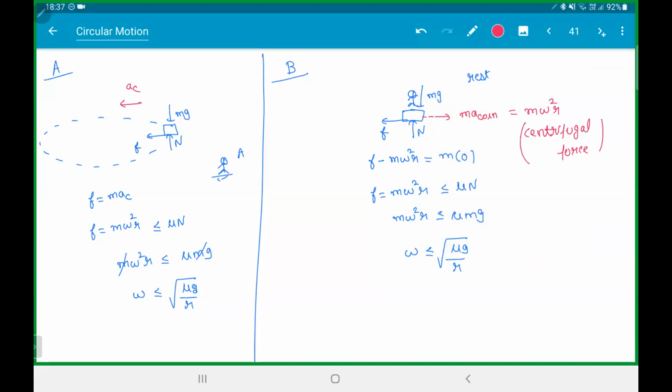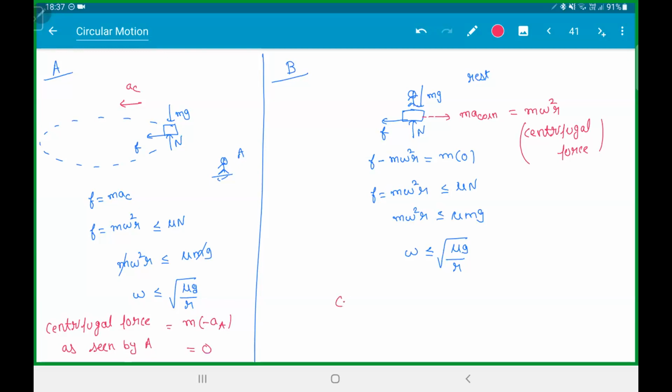So what is the centrifugal force in frame A? If you ask A, what is the centrifugal force? It is mass into acceleration of A in the opposite direction, isn't it? And what is the acceleration of A? 0. So A will say centrifugal force is 0. Understand, centrifugal force is nothing but pseudo force, which is mass of the body into acceleration of the observer in the opposite direction, which is mass into negative of acceleration of A. A is not moving, so it is 0.